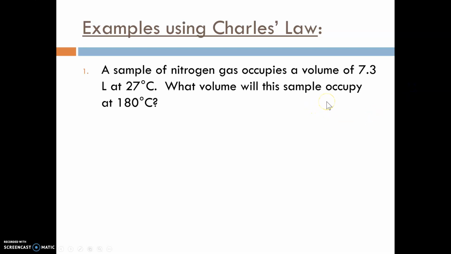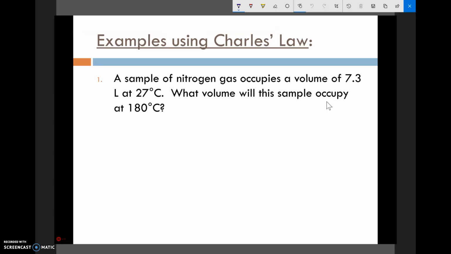Okay, here are some examples that we're going to use. Let's go ahead and read the example, and as I read it, I'm going to underline variables. I think this is a really helpful technique whenever you're doing any kind of problem, because on a test, it most likely will not say Charles' law. So you have to figure out which gas law is being used, and you're going to learn 3 different gas laws. You need to make sure you know which one goes with which based on what variables you have and how many variables you have. So let's start.